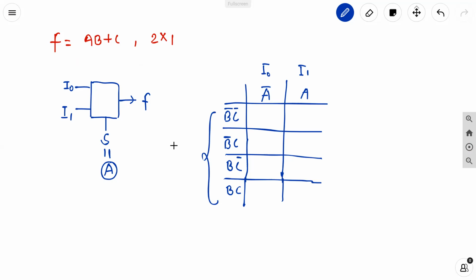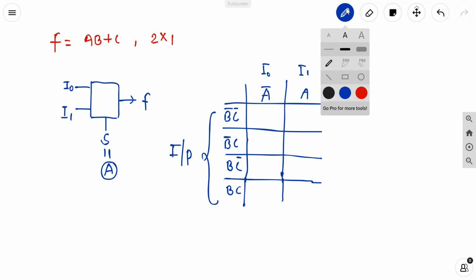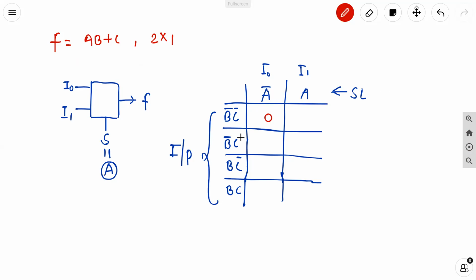Actually, this side is the input side. The select line is this. A complement and A are the two combinations. So first of all, fill in the index values. A complement, B complement, C means 0. A complement, B complement, C means 1. A complement, B, C complement means 2. Similarly 3 and 4, 5, 6, and 7.